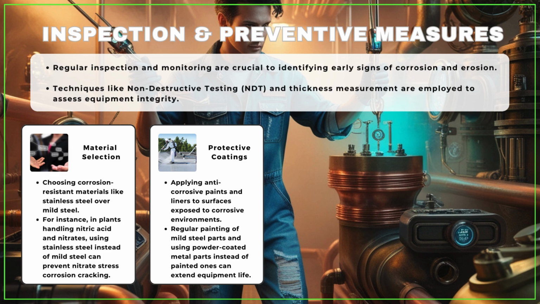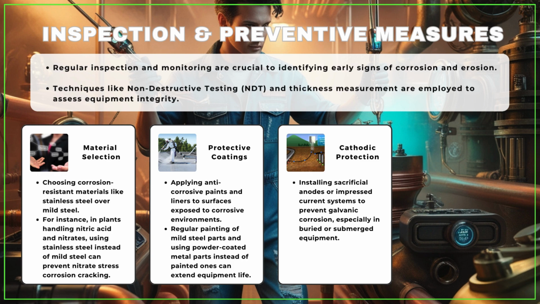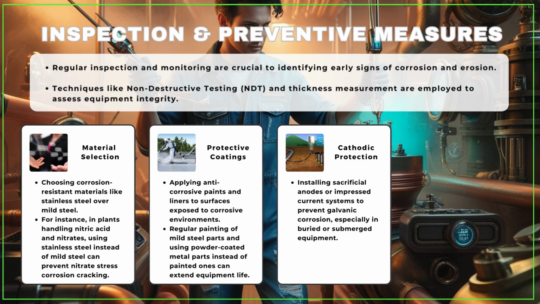Regular painting of mild steel parts and using powder-coated metal parts instead of painted ones can extend equipment life. Cathodic protection, installing sacrificial anodes or impressed current systems to prevent galvanic corrosion, especially in buried or submerged equipment.